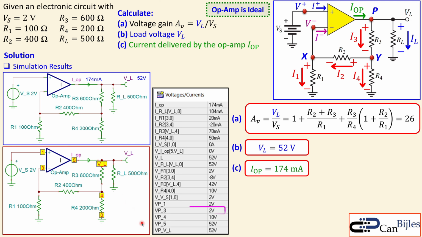You can see here the following. One important thing, very interesting: this 3 here is 2 volts. It's saying here VP_2 is 2 volts. Why? Because that's due to negative feedback.